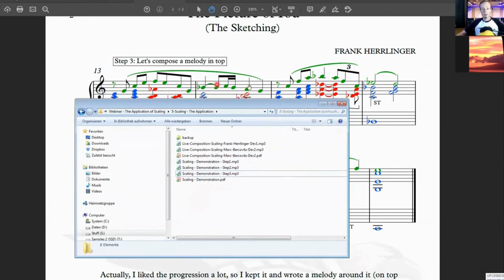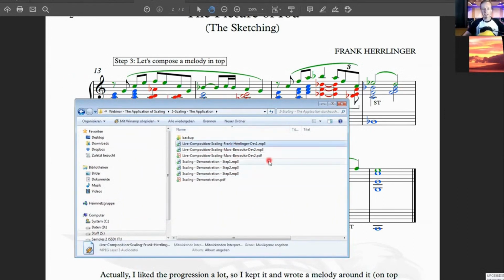I will follow along with the sketch here because I just used it bar after bar. I wrote a little introduction. But still, I want to play you this guy here.